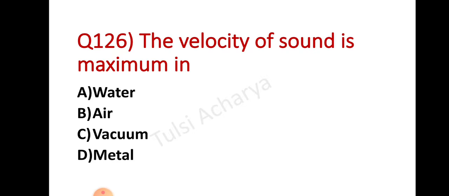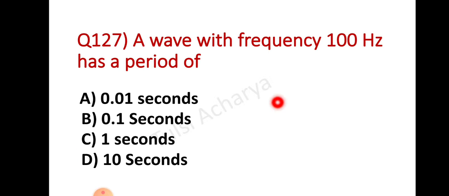Now let's see question number 126. The velocity of sound is maximum in, we know that velocity of sound is maximum in metal. Option choice D.